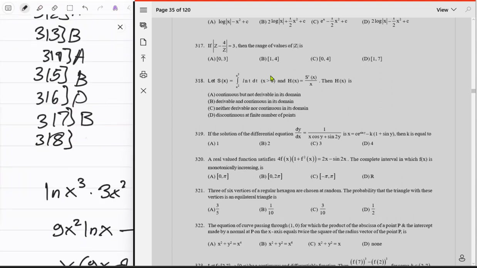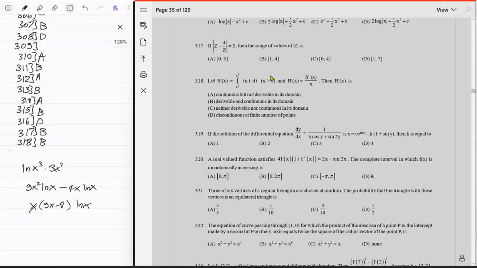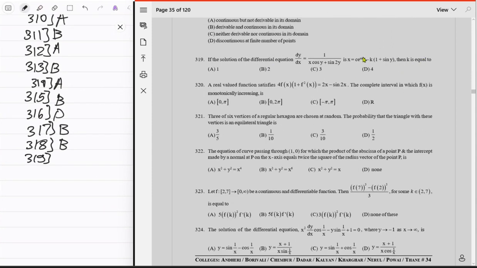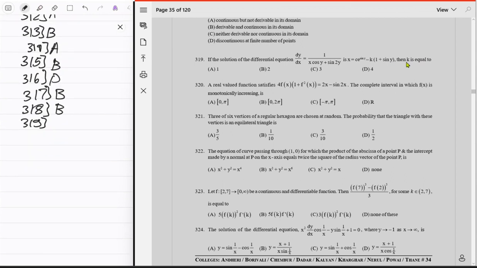Next question, 319. If the solution of this differential equation is this thing, then k is equal to... So y dash is equal to... okay, interesting. There is x y dash cosine y, sin 2y, and 2 sin x cosine x. It's not going to work, with 2y again for some reason.